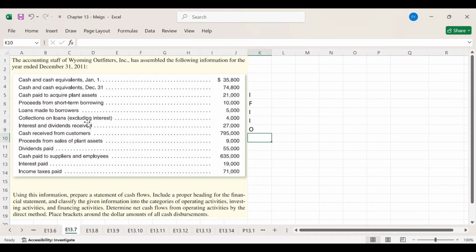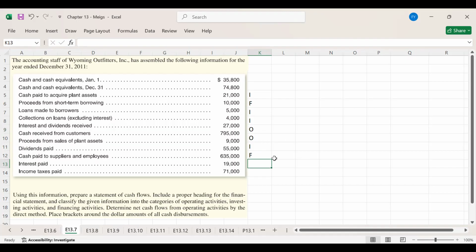Then cash receipts from customers. Again, this is related to your core business activities, so operating activities. Proceeds from sale of plant assets: sale or purchase of plant assets is your investing activities. Dividends paid: whenever you pay dividends, this would be your financing activity.